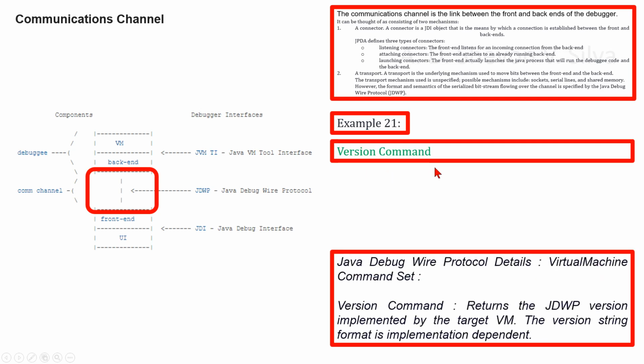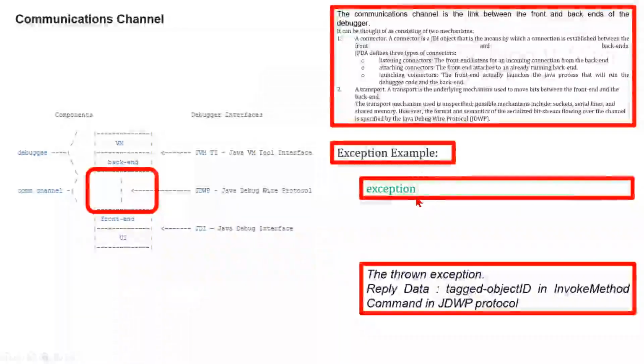Now we are considering the virtual machine command set in Java Debug Wire Protocol details. The Version command returns the JDWP version implemented by the target VM. The version string format is implementation dependent. We can consider the exception. This is a thrown exception in the reply data in the tagged-objectID in the invoke method command in the JDWP protocol.